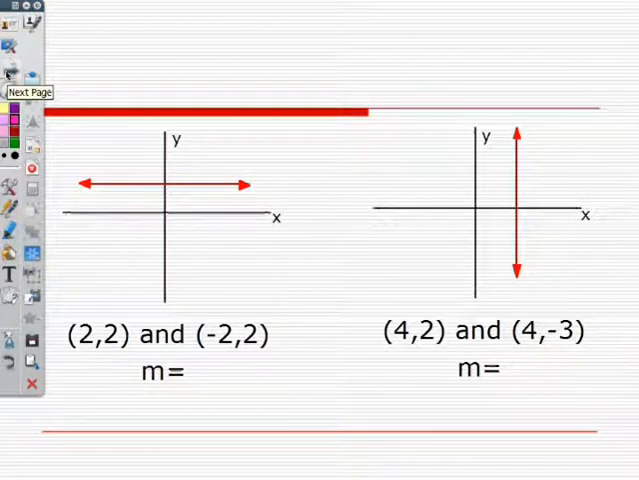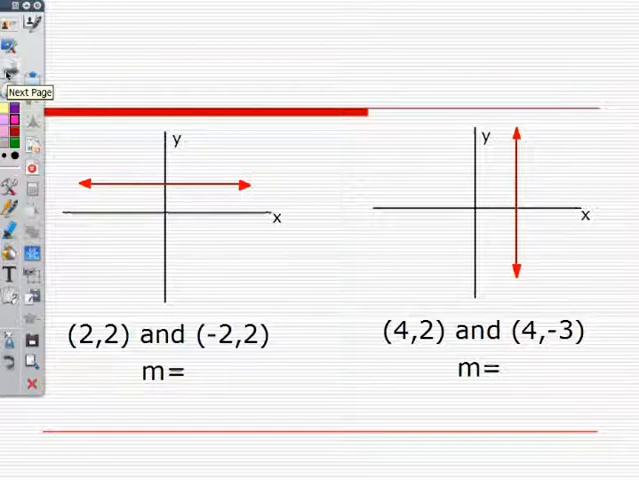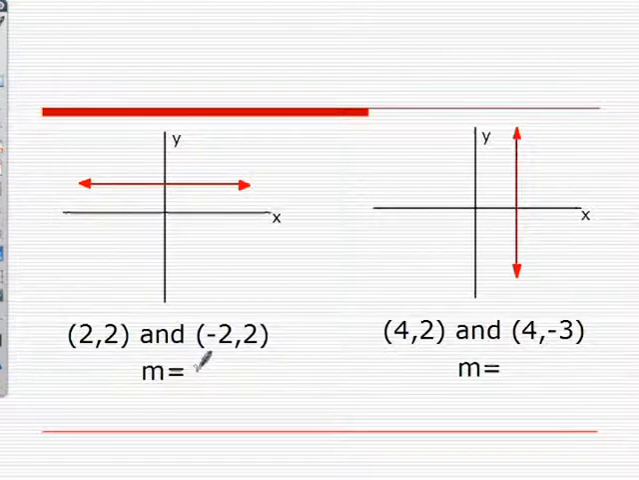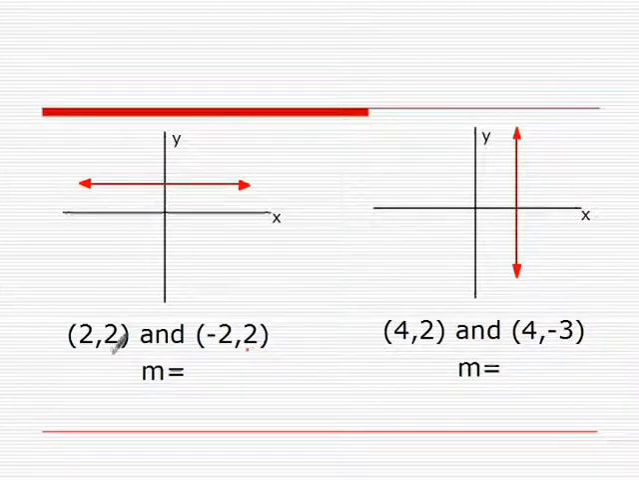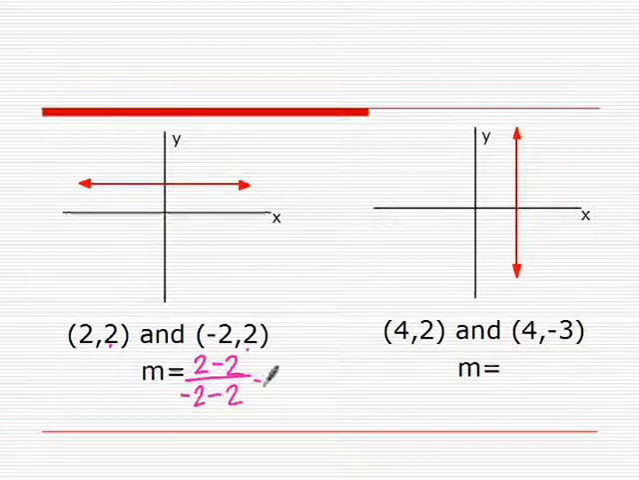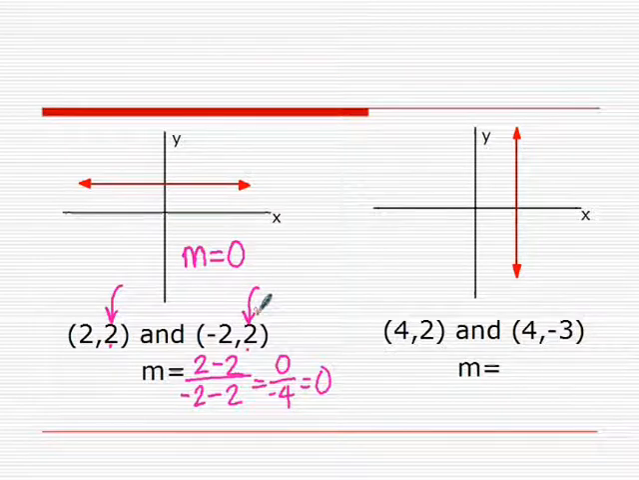Quick here. Horizontal lines. I want you to see why the slope is 0. Think about it. y2 minus y1, right? Here's y2. Here's y1. 2 minus 2 over negative 2 minus 2 is 0 over negative 4. That's 0, right? Horizontal lines always have a slope of 0. You don't need to calculate it. If you see 2 points with the same y coordinate, they have a slope of 0.